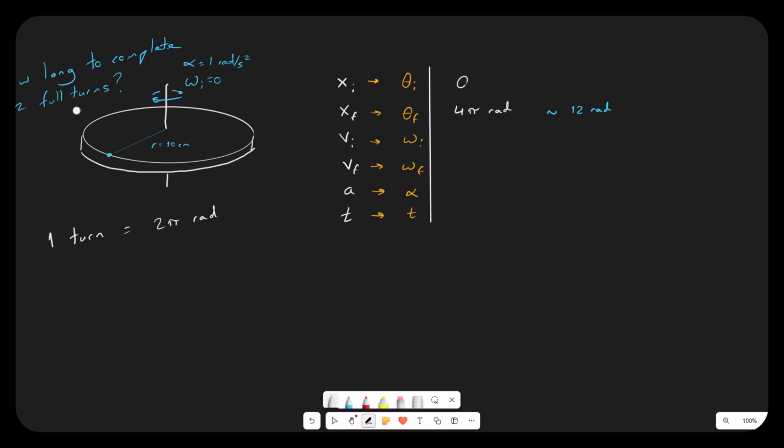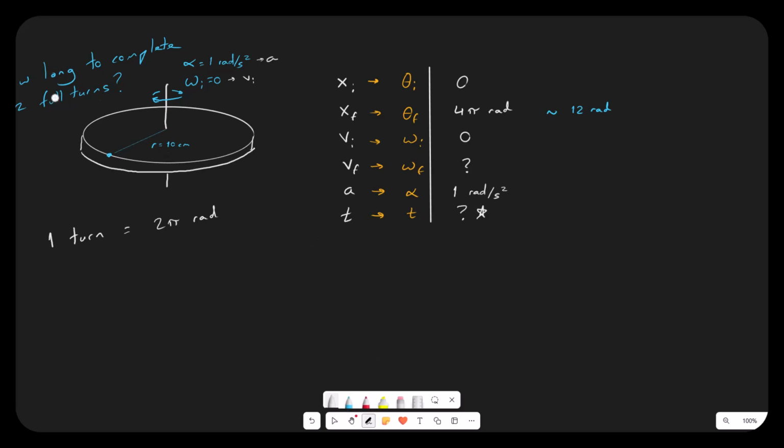My initial speed, I'm starting from rest, my initial speed is 0. My final speed, I don't know that one. My acceleration, I've got 1 radian per second squared. And the time, I don't know, but that's what I'd like to know. When I see an angular acceleration, I might just quickly say, here is my acceleration, here is my v initial, and work with it that way.